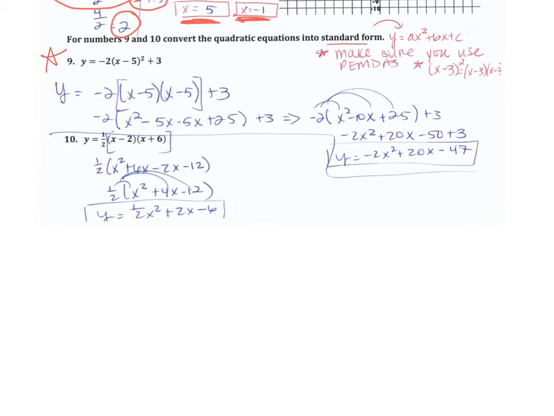9 and 10 can be a little tricky. Just remember that you do not distribute the -2. You need to use order of operations. You need to first rewrite x minus 5 squared as x minus 5 times x minus 5. Once you multiply that expression, you end up with x squared minus 10x plus 25.